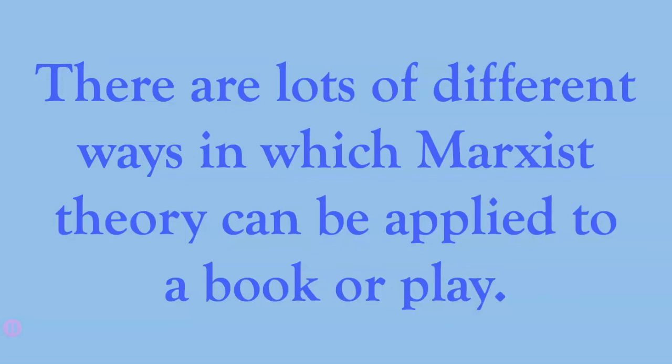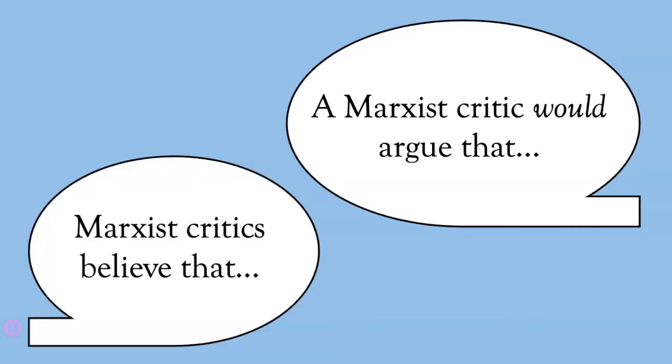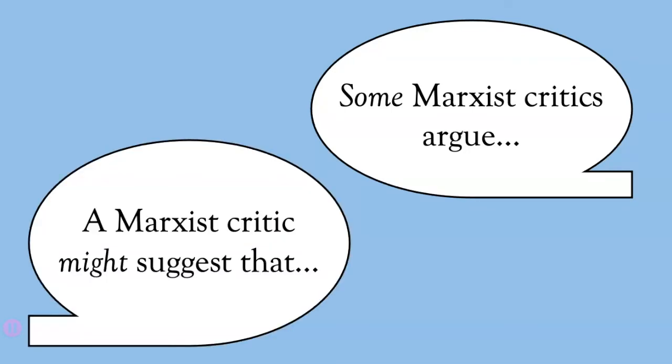With this in mind, be careful to avoid very definitive words and phrases, such as a Marxist critic would argue, or Marxist critics believe that. These phrases suggest that all Marxist critics hold the same opinion, which isn't true. Instead, use tentative language which shows that you understand that there are many different ways in which Marxist theory can be applied, such as some Marxist critics argue, or a Marxist critic might suggest that.